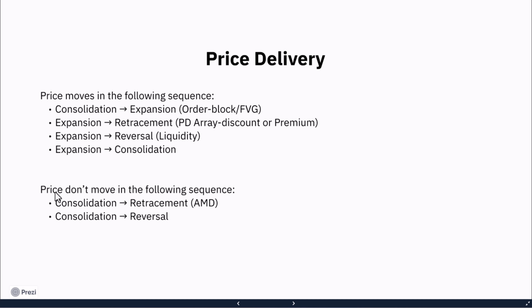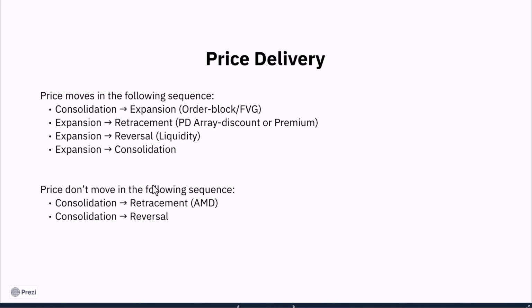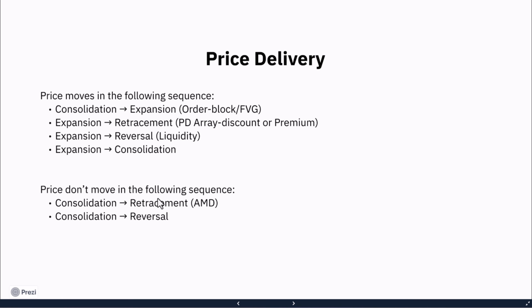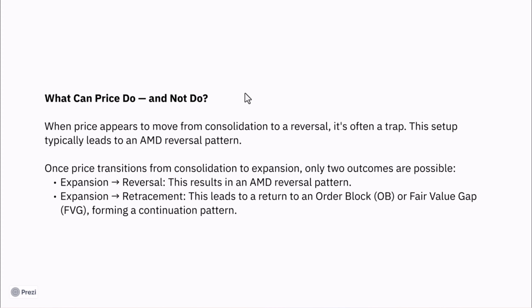Now, these are some rules that tell us what price doesn't do in the market. The first one is that price doesn't move from consolidation to retracement. When you see price moving from consolidation to retracement, then you are going to have an AMD. The next one is that price doesn't move from consolidation to reversal. When you see this, mostly price is just going to seek liquidity and trap traders for an intended move. So here is what price can do and not do.